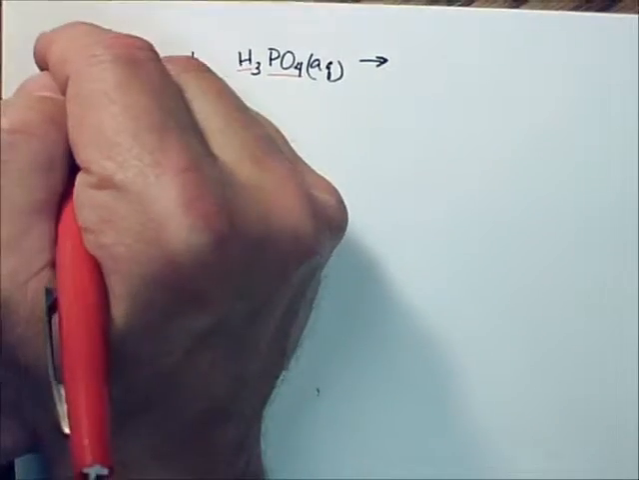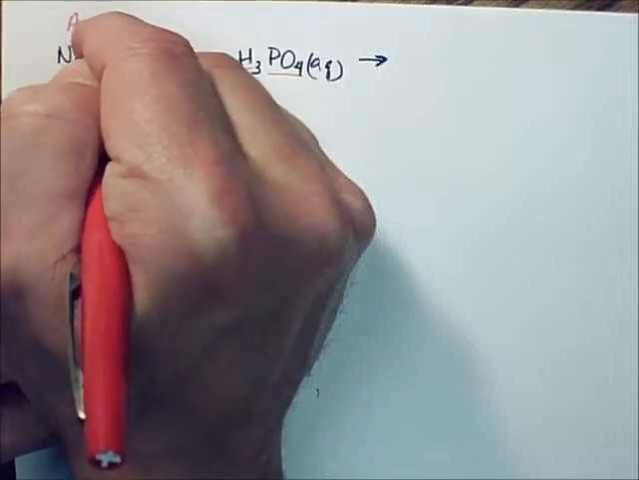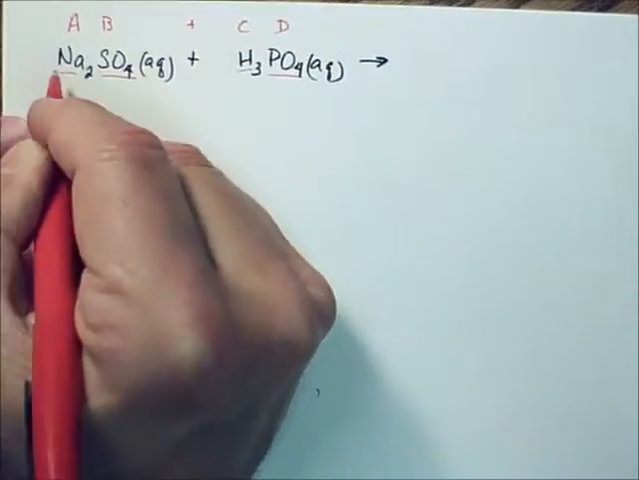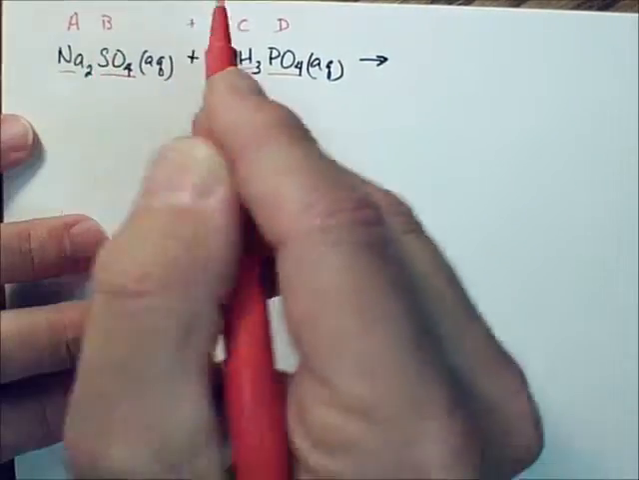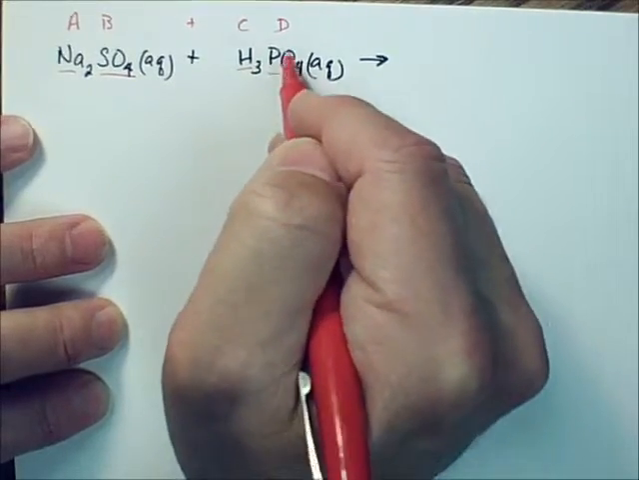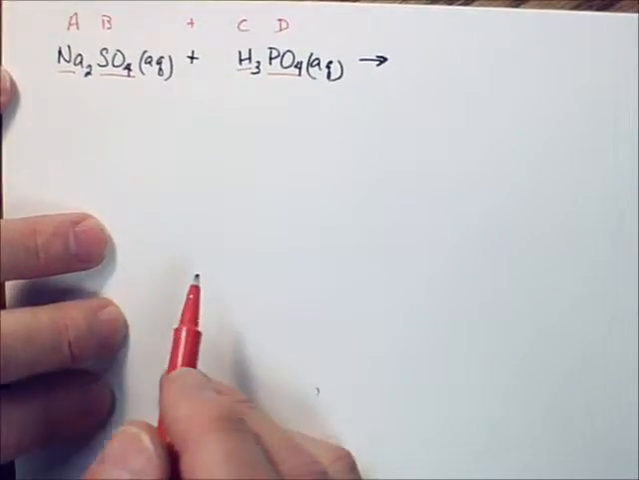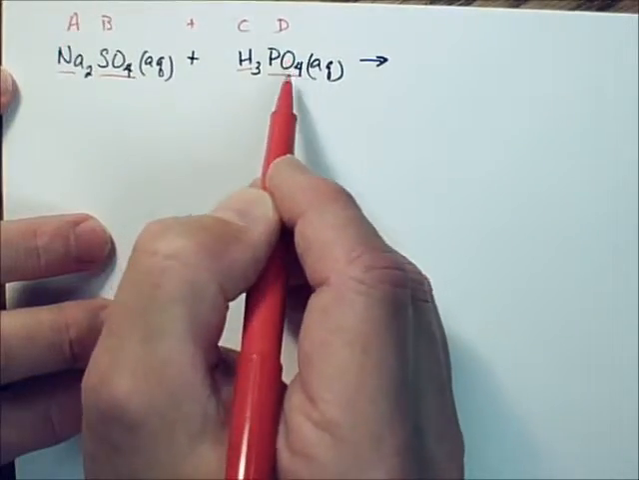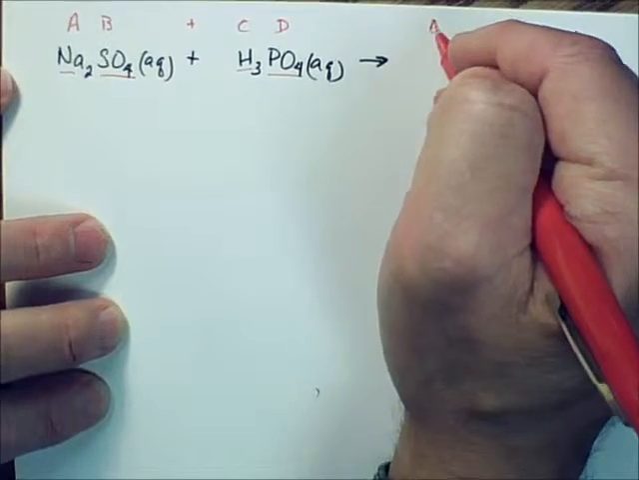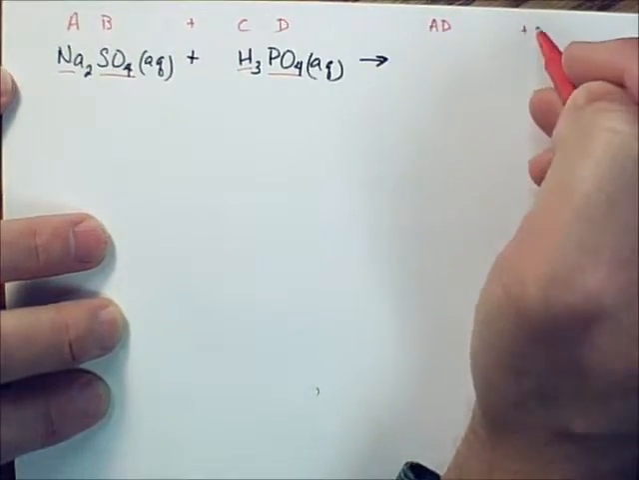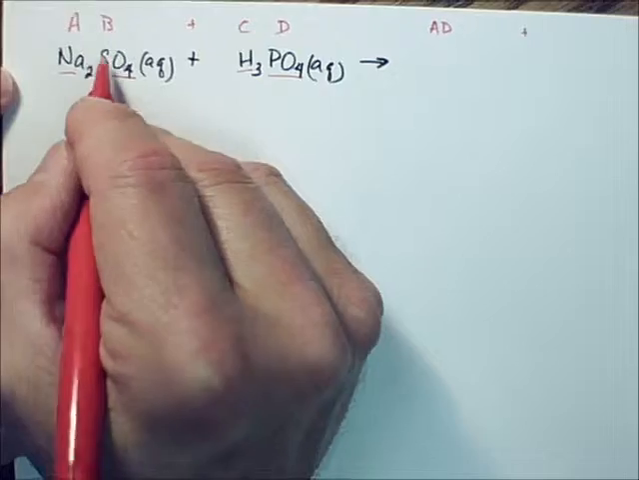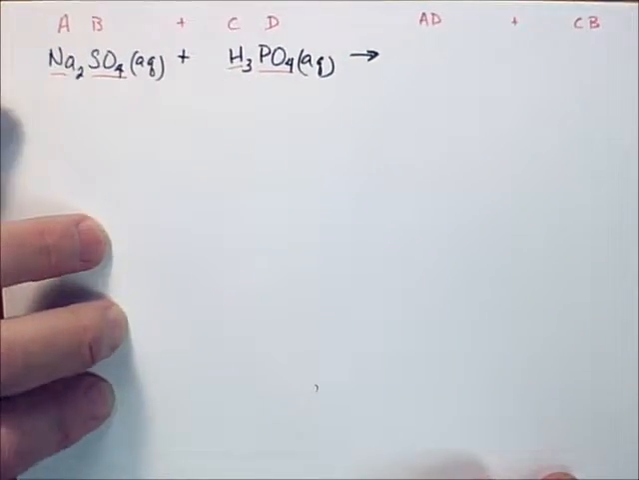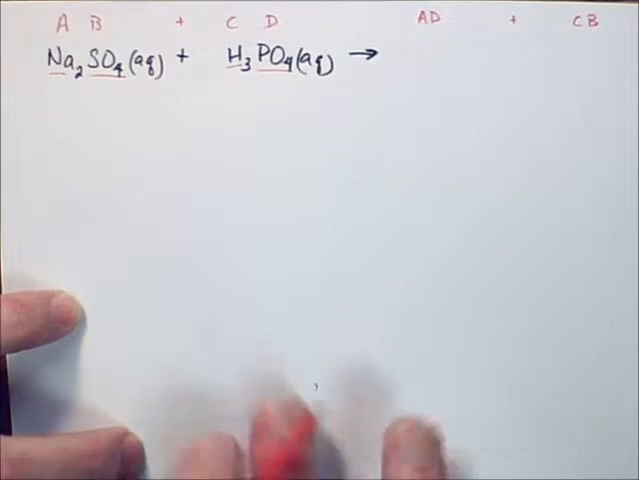Remember, double replacement has the general form AB plus CD. So Na is A, SO4 is B, H is C, PO4 is D. And in a double replacement reaction, A, the first part of this formula, joins up with D, the back part of this formula. So we'll end up with an AD plus the front part of this joins up with the back of this, CB. That's the general form of a double replacement reaction.